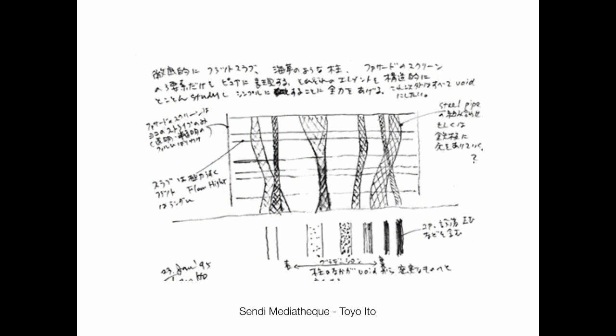So this is the Sendai Mediatheque, which was done by Toyo Ito. Anybody heard of this building before? No? Okay, maybe you'll recognize it in the pictures. So this is the diagram of the building. And all the lettering is written in Japanese, so I can't read any of it. Maybe somebody here can, but I can't.